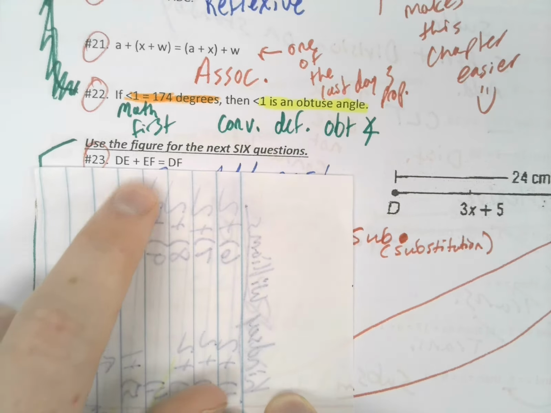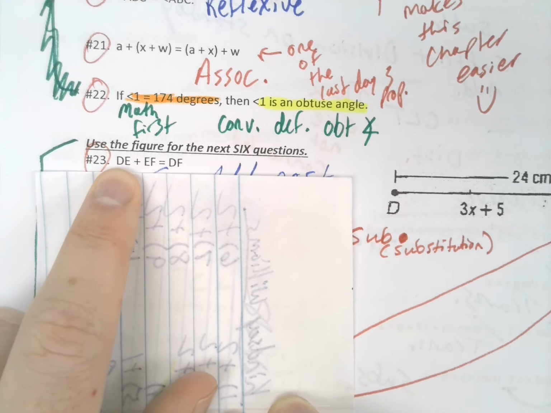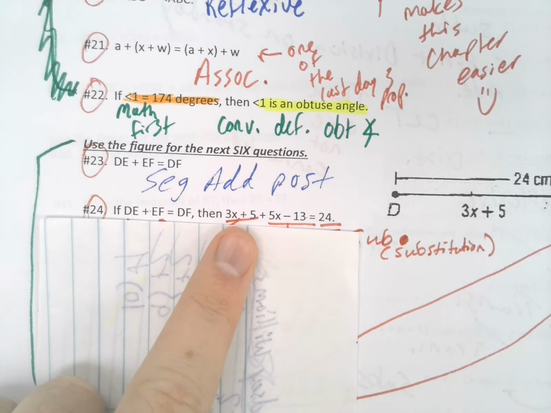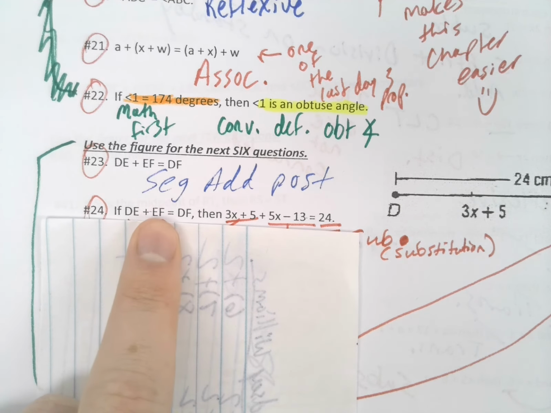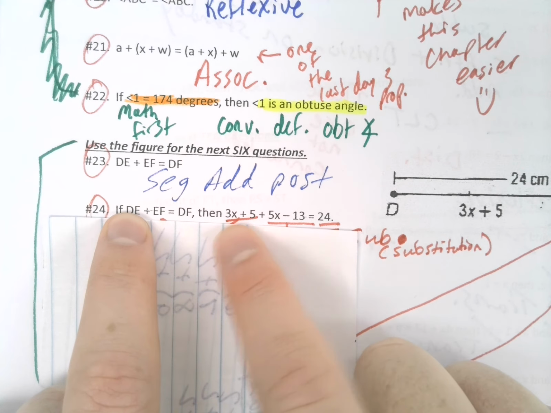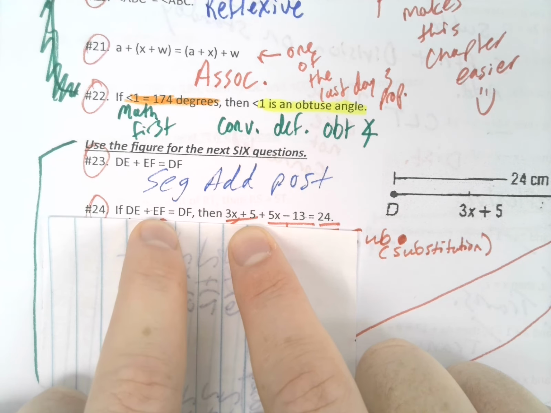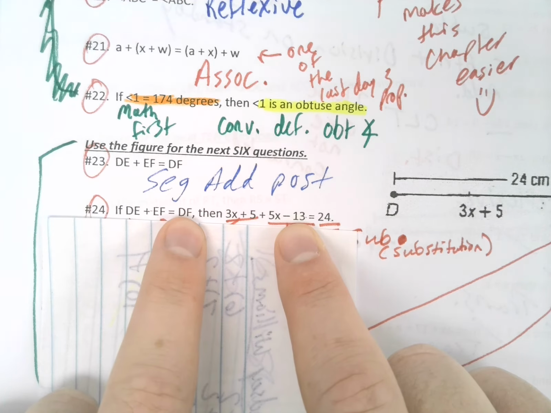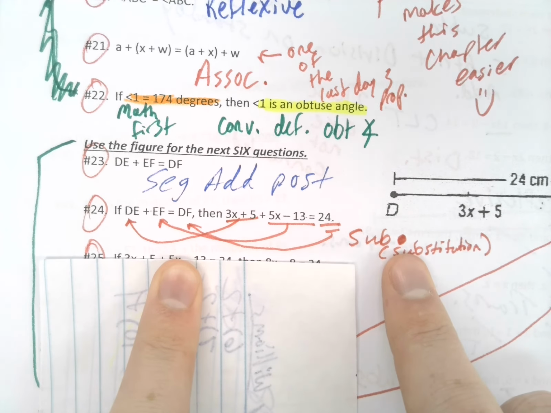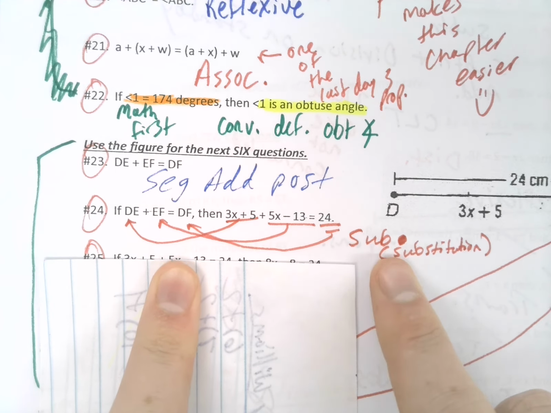Let's see how you guys did. Number 23, part plus part equals the whole. That's some seg-add post. How about this one? If DE plus EF equals DF, then we can replace DE with 3x plus 5. We can replace EF with 5x minus 13, and we can replace DF with 24. That's straight up substitution. I kind of spoiled that one.